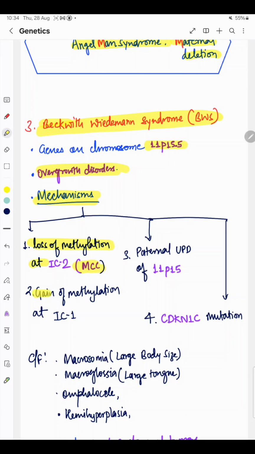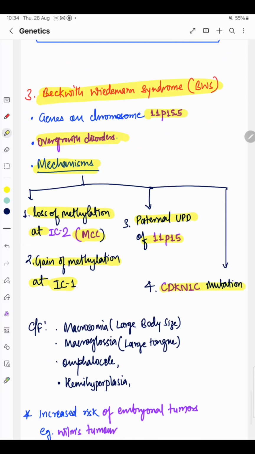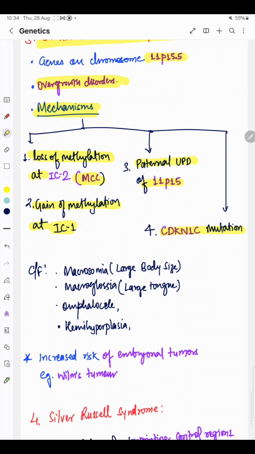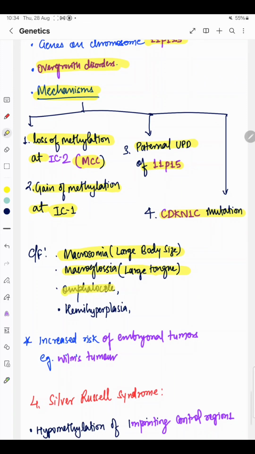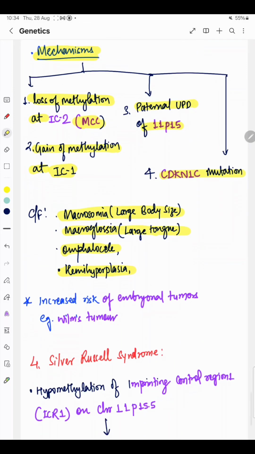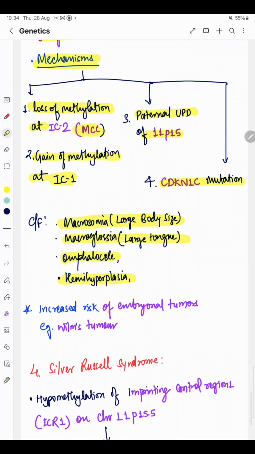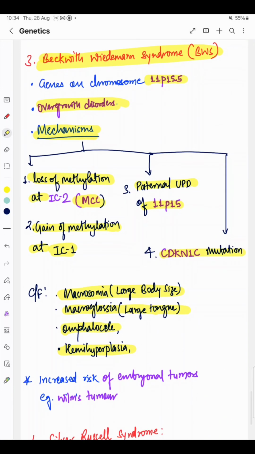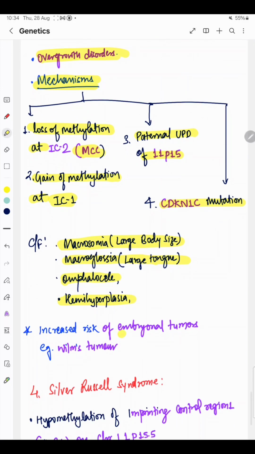Other causes are gain of methylation at imprinting control region 1, paternal uniparental disomy at 11p15, and CDKN1C mutation. Clinical features of this syndrome are macrosomia, large body size, macroglossia, large tongue, omphalocele, and hemihyperplasia. Patients with Beckwith-Wiedemann syndrome are at particularly high risk of developing embryonal tumors like Wilms tumor.